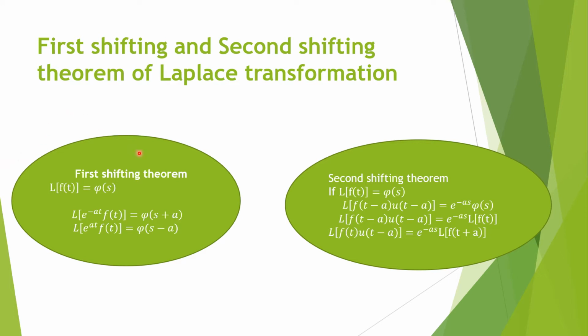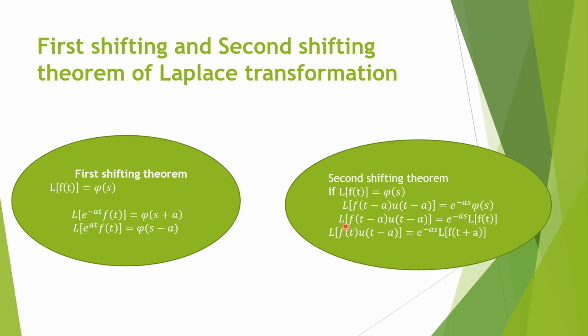First shifting and second shifting theorem of Laplace transformation. What is the first shifting theorem? If Laplace transformation of function of t is equal to phi of s, then Laplace transformation of e raised to power minus at function of t will be phi of s plus a. Laplace transformation of e raised to power at function of t will become phi of s minus a.